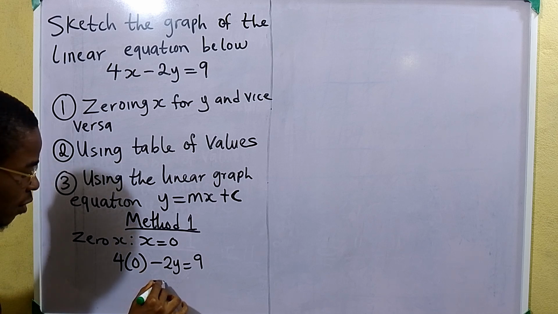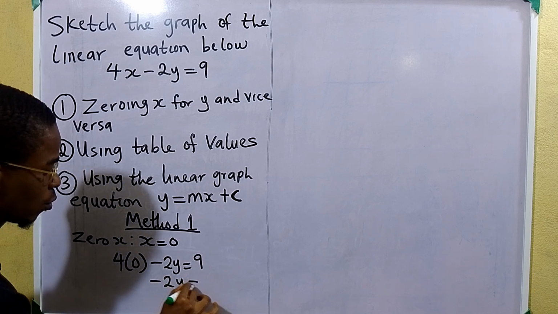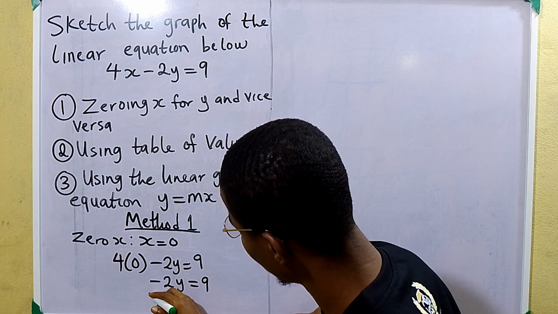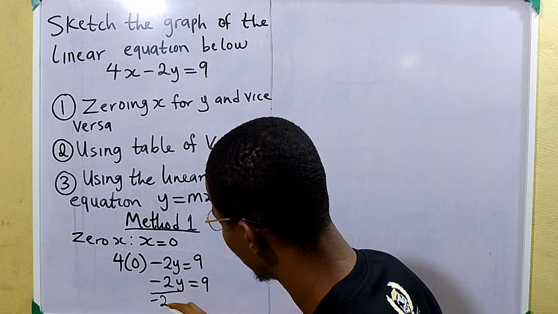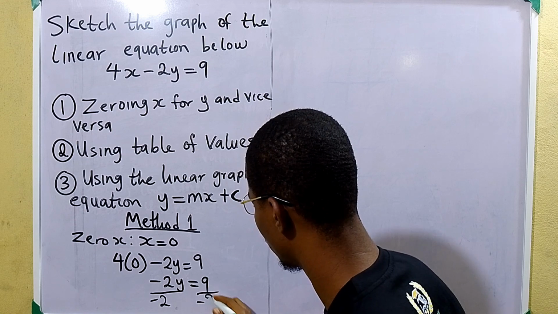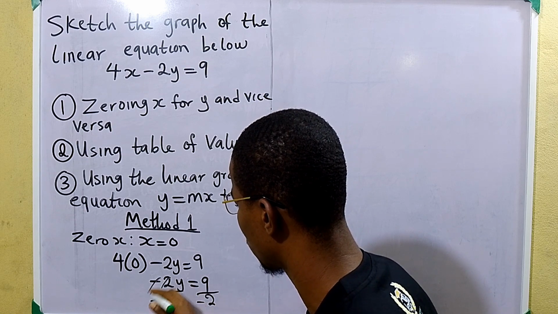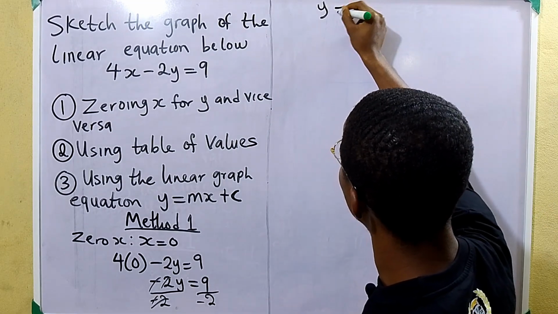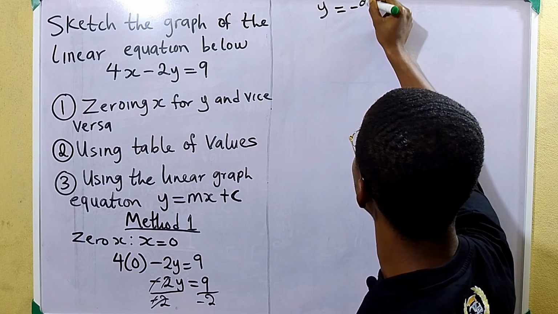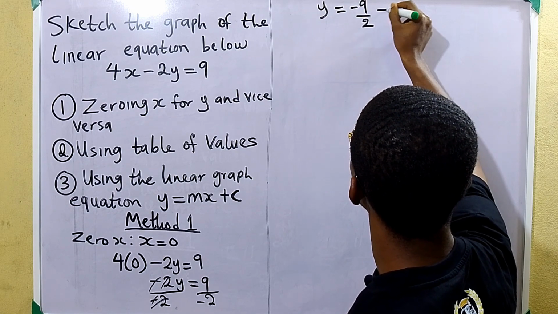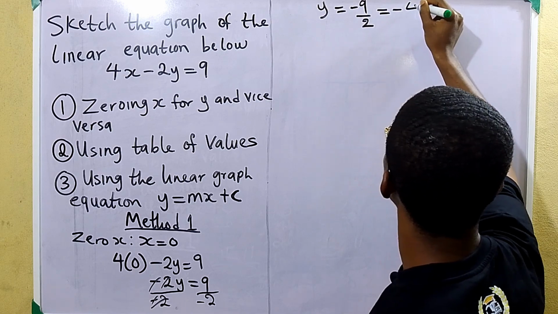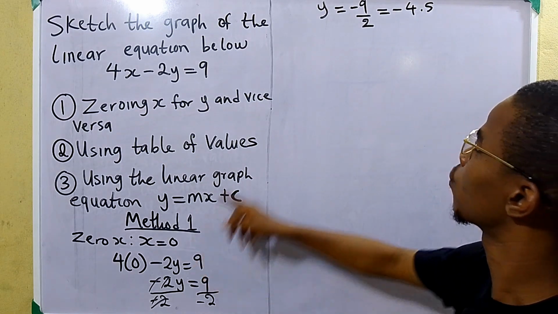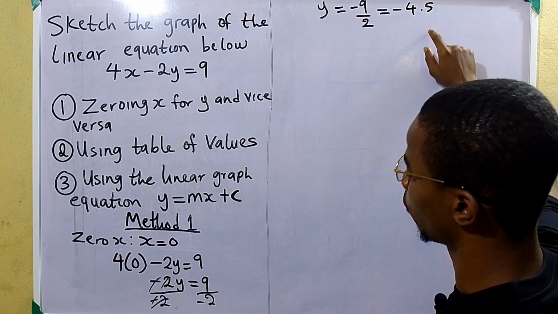This will go out, so we have minus 2y equal to 9. So we divide both sides here by minus 2. Minus cancels minus. So we have y equal to minus 9 over 2, which can be written as minus 4.5. Now we have zeroed x, we have our y as minus 4.5.